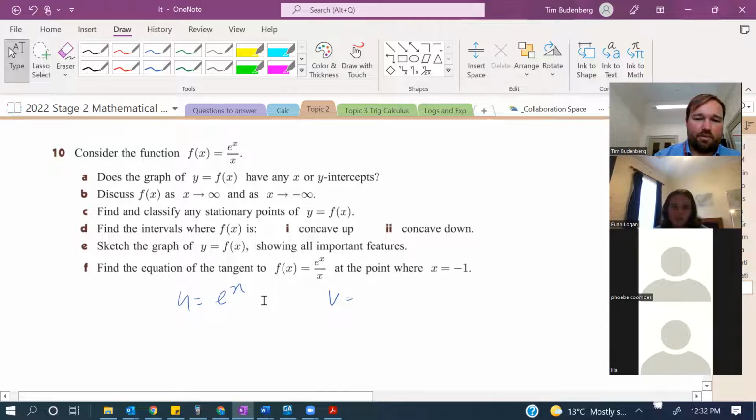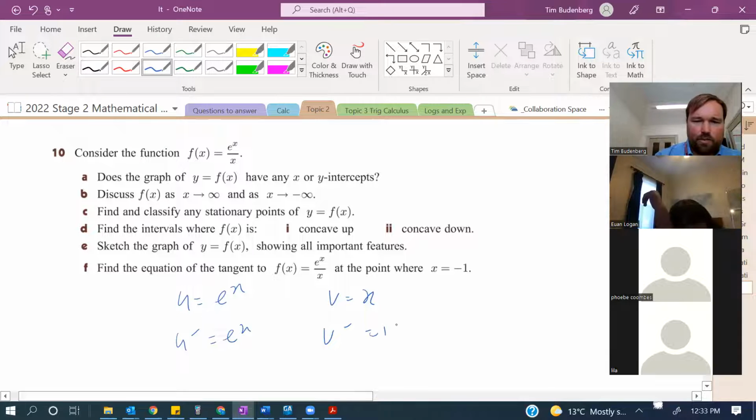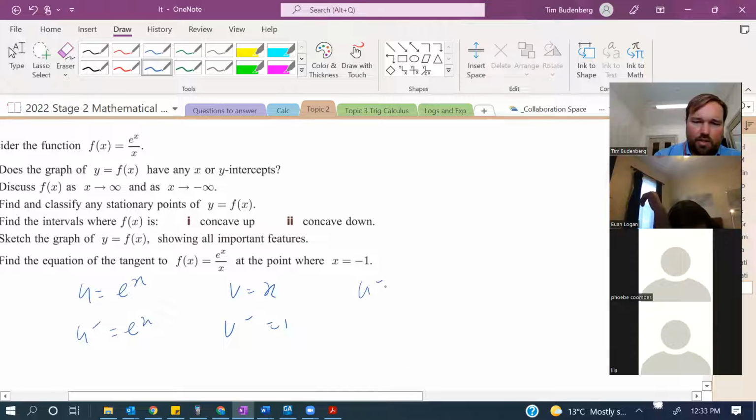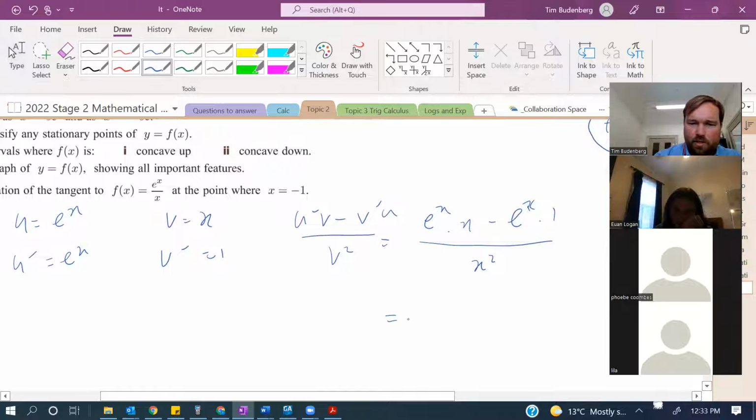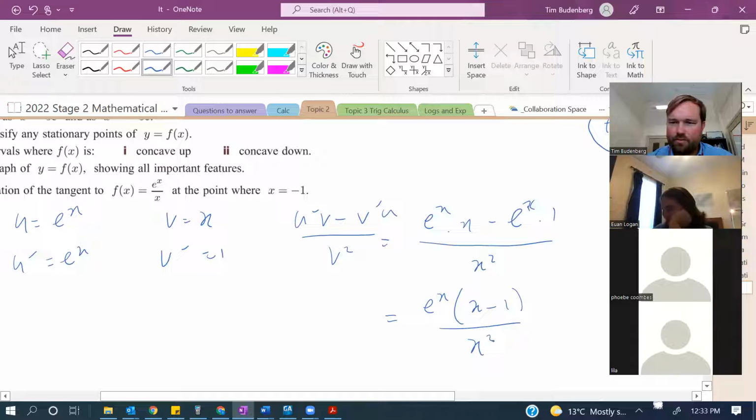u equals e to the x, v equals x, u dash equals e to the x, v dash equals 1. All right, so then u dash v take v dash u over v squared is equal to e to the x dot x take e to the x dot 1 over x squared, which is e to the x bracket x take 1 over x squared. Is that what you got? Mm-hmm. But that's good, isn't it?